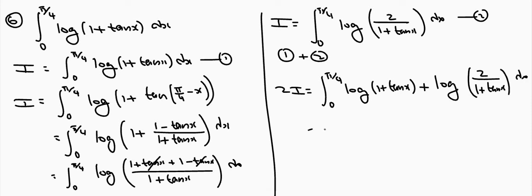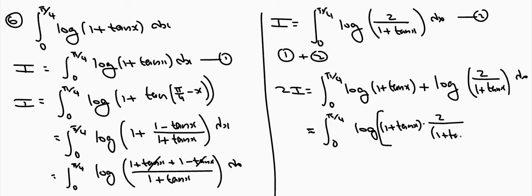We can use log a plus log b. We know that log a plus log b is log a into b. 0 to pi by 4 log of a, a is 1 plus tan x into b. Log a into b is 2 by 1 plus tan x. 1 plus tan x get cancelled. Equals 0 to pi by 4, we get log 2. NCERT ടെക്സ്റ്റ് ചോദ്യമാണ് ഇത്.